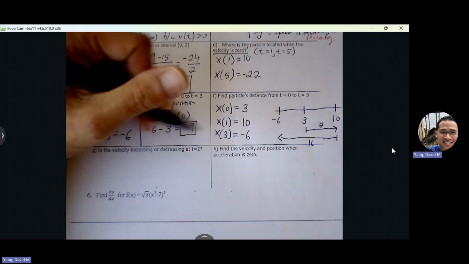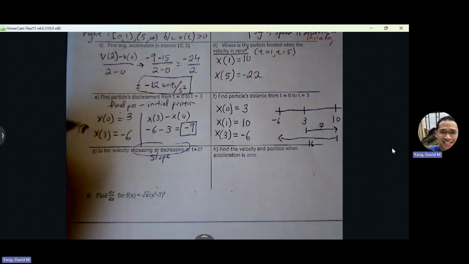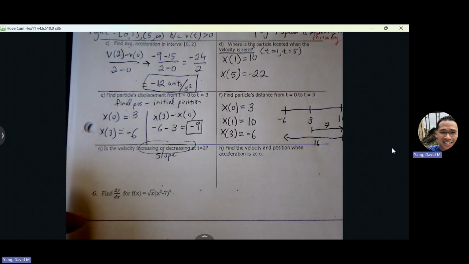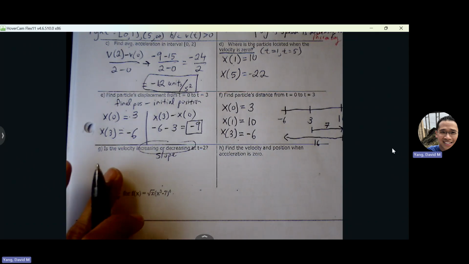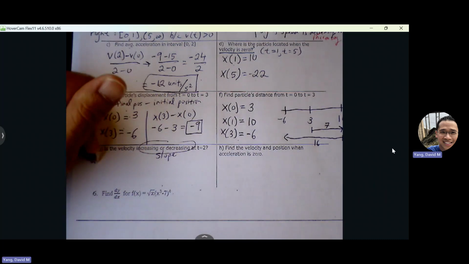Increasing. It's talking about the slope of velocity, right? Which is just acceleration. So if acceleration is positive, then I'm getting a positive slope for my velocity. If it's negative, a negative slope for my velocity. Find what a of 2 is.